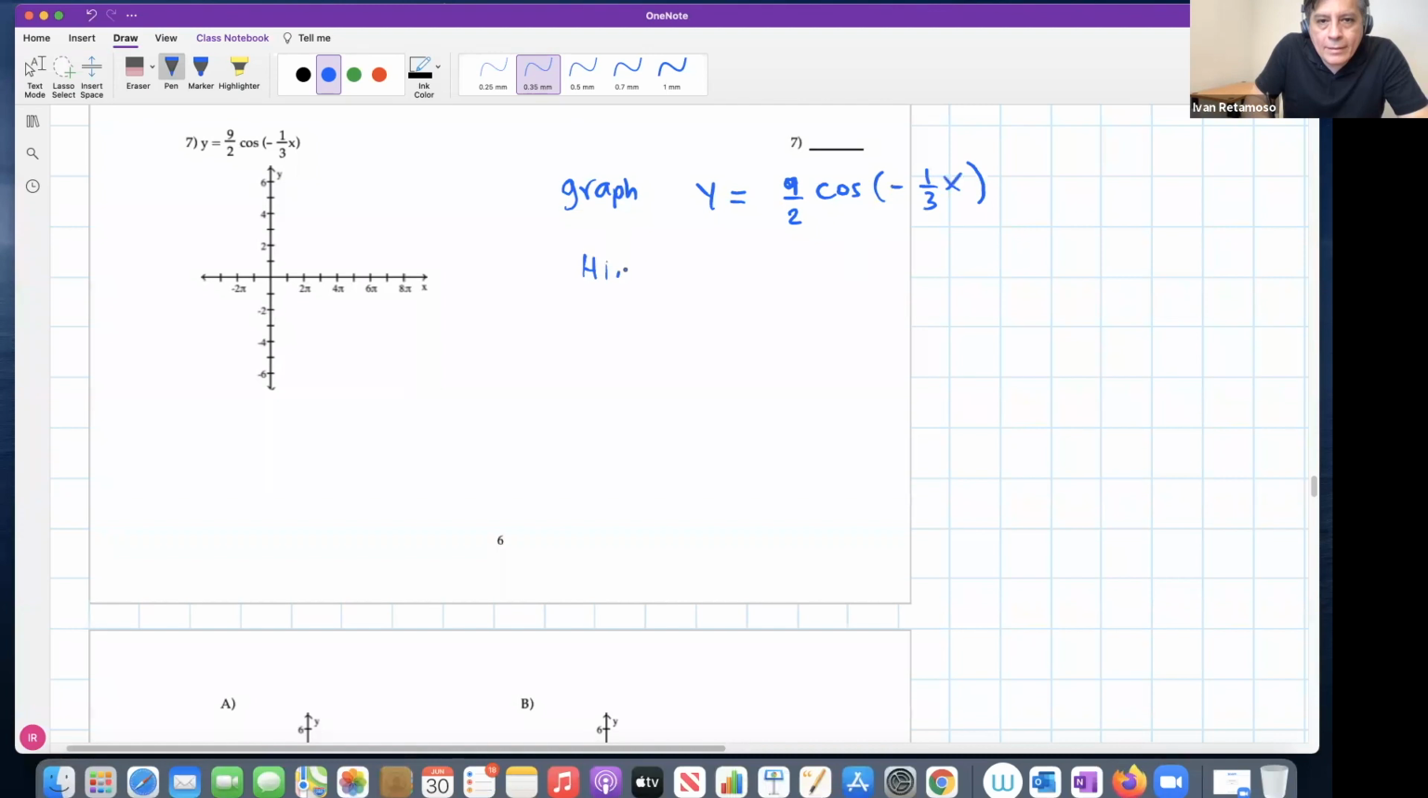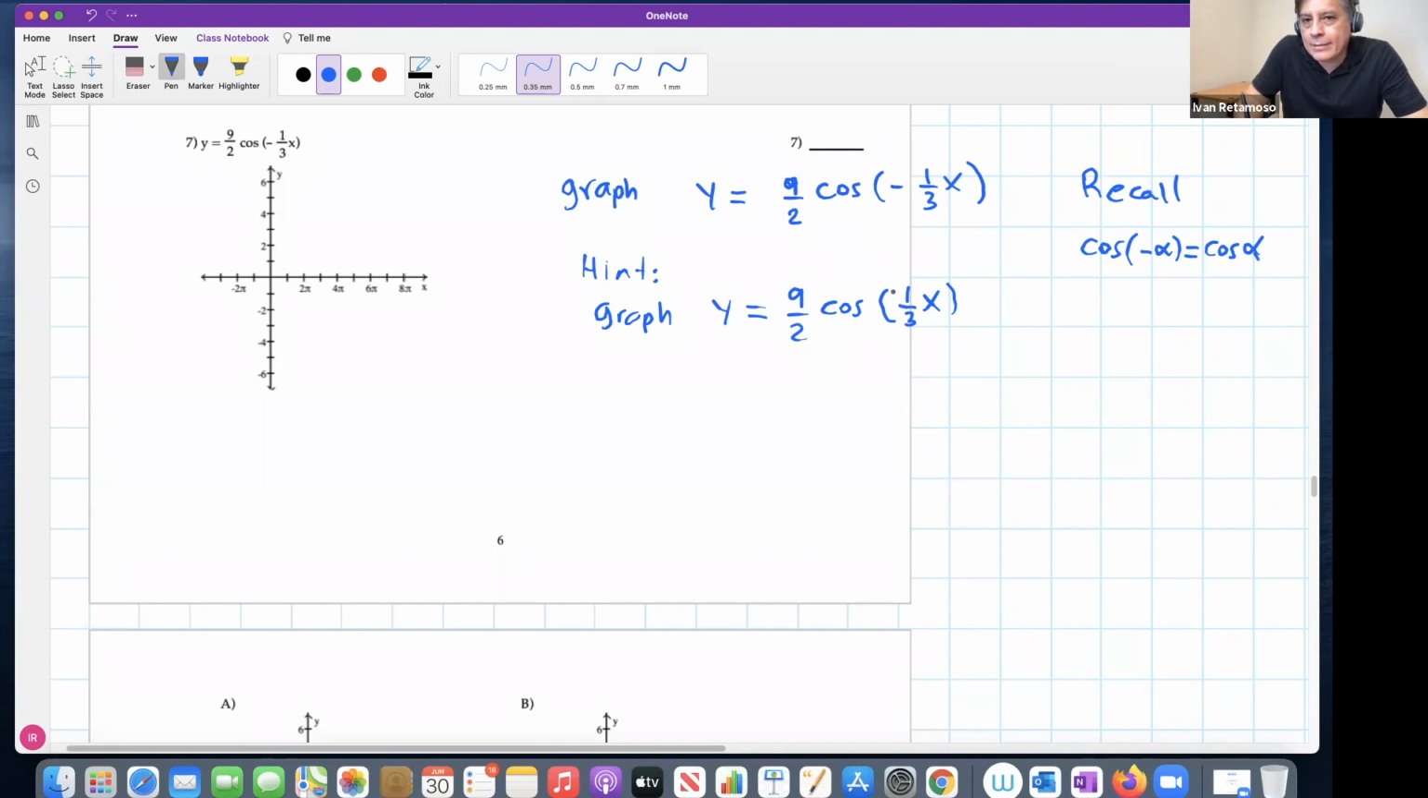Hint: graph this instead. Remember, yesterday we said that cosine of negative alpha is equal to cosine of alpha. We said that the cosine function and secant function are reciprocal. They don't care about the sign of the angle. These two are the same. Since they are the same, you can work with this 9/2 cosine of 1/3 of x. Yeah, work on this, try to graph this.